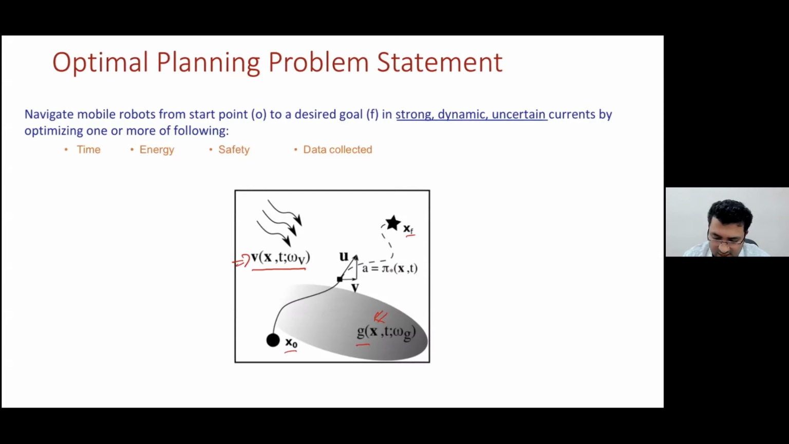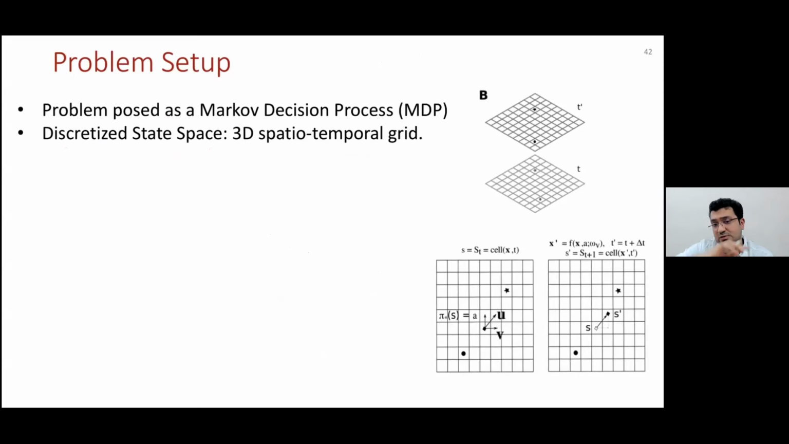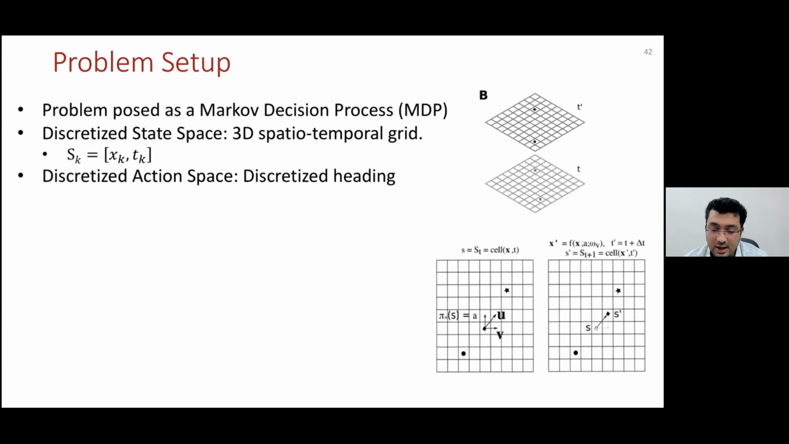So we model this as a Markov decision process, right? So this is an MDP where the state space is discretized into a spatiotemporal grid world, 3D spatiotemporal grid world, where each state is indexed by X and time. And we have a discretized action space, right? So you have heading. For an AUV, if you assume a kinematic model, then what it has to make a choice is at what angle should it move and at what speed should it move, right? So basically, these are the two control variables it has.